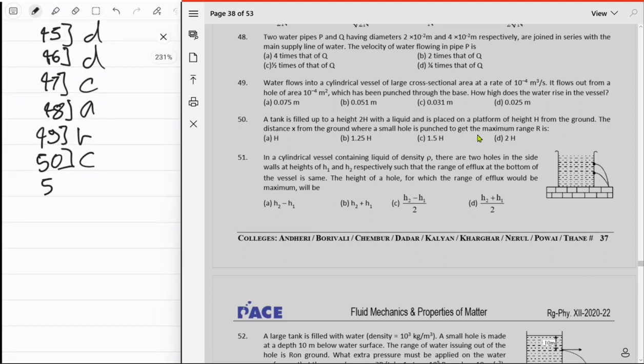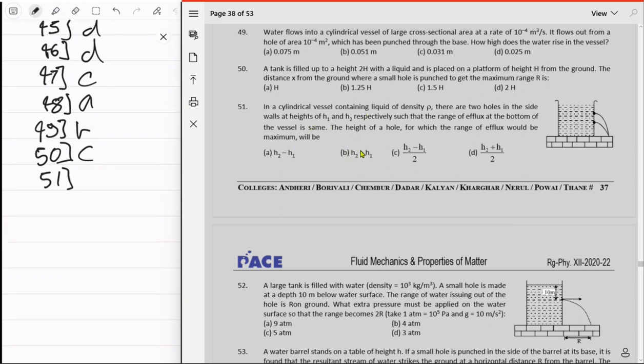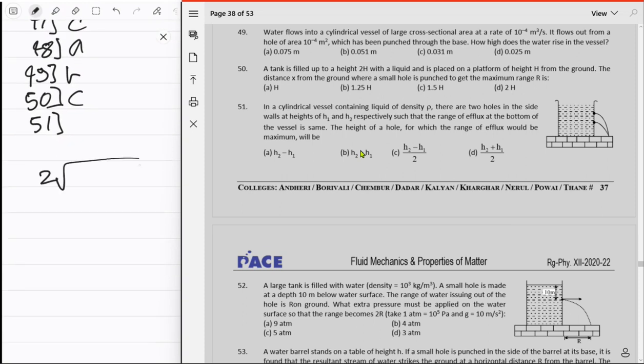51. In a cylindrical vessel containing liquid of density rho, there are two holes in the side walls at heights h1 and h2 respectively, such that the range of efflux at the bottom of the vessel is the same. The height of a hole for which the range of efflux would be maximum is... Oh, I see what's going on. So we got the expression. The range would just be 2 square root of small h times capital H minus small h, right?